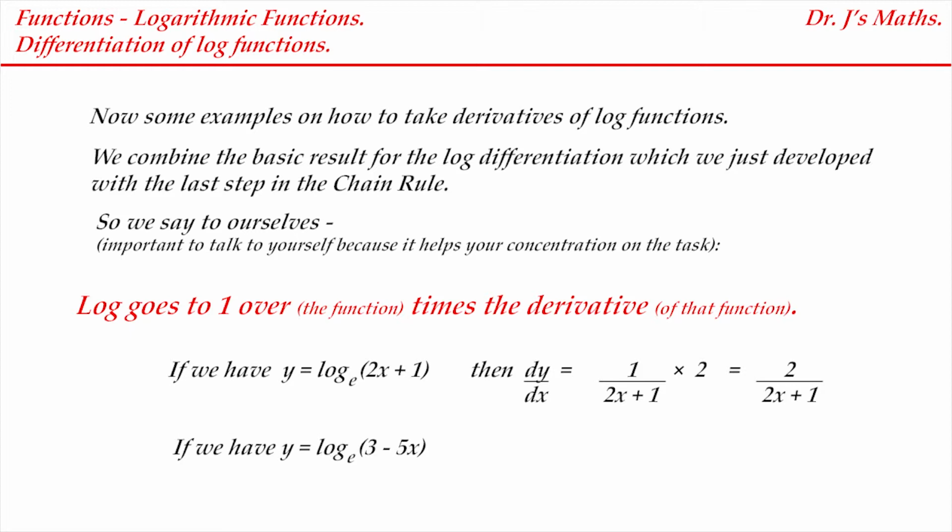If we have y is equal to log (3 minus 5x) to the base e, then dy/dx is going to be equal to 1 over the function, so 1 over 3 minus 5x, times the derivative of what's inside the brackets, which is minus 5. So our result is minus 5 over 3 minus 5x. Always do it the same way, and always talk to yourself.